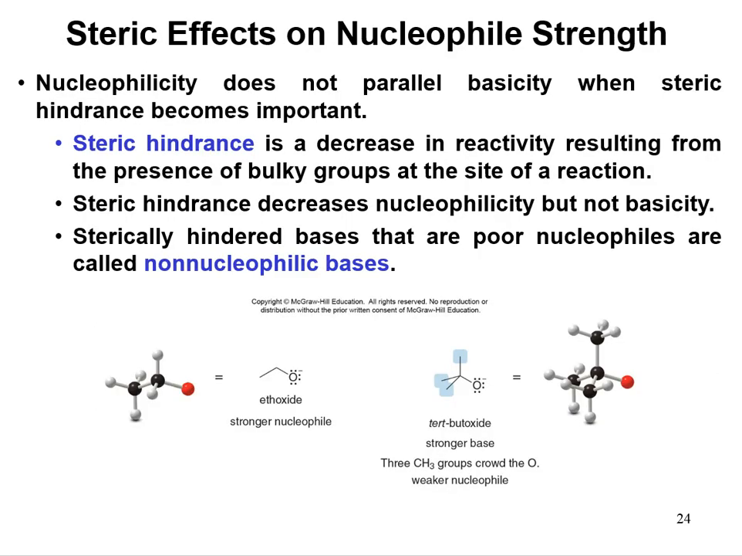I do want to point out a difference between nucleophilicity and basicity regarding steric hindrance effects. Let me begin by defining steric hindrance, which is a decrease in reactivity resulting from the presence of bulky groups at the site of a reaction. Steric hindrance will decrease the strength of nucleophiles, but does not decrease the strength of bases. Even sterically hindered bases, which would be poor nucleophiles, are actually called non-nucleophilic bases. Some examples are shown down at the bottom.